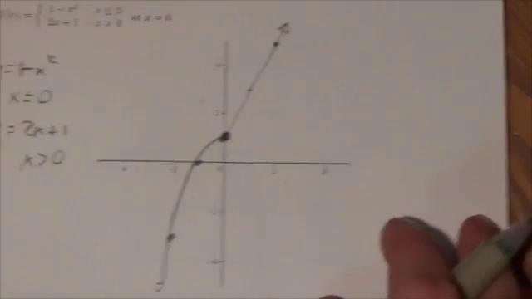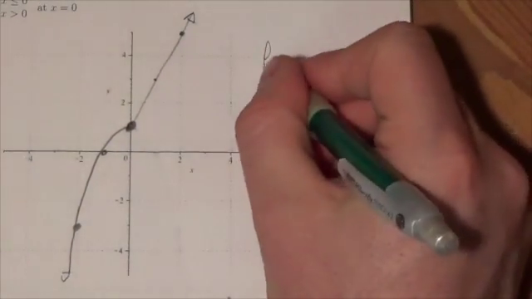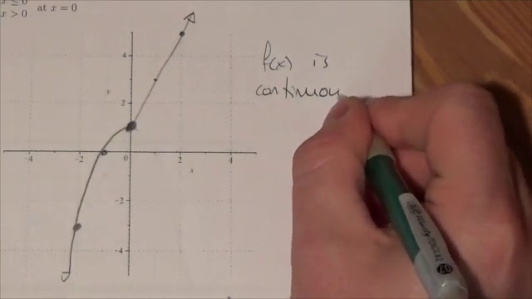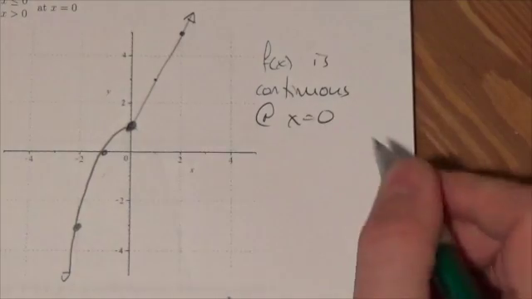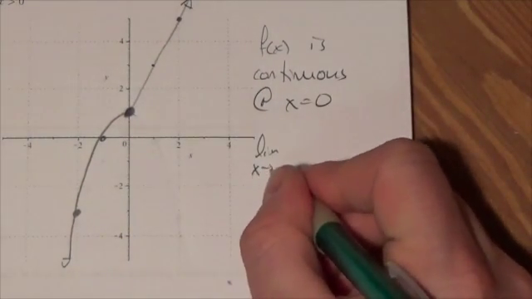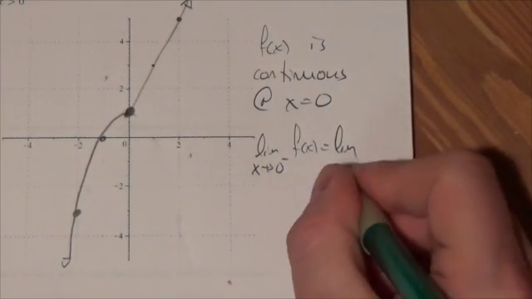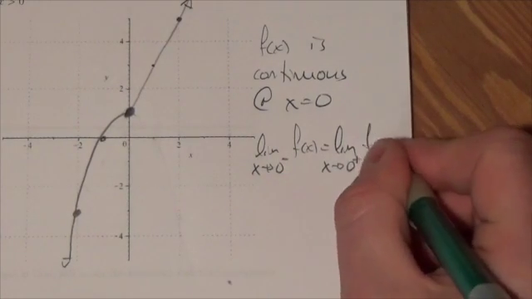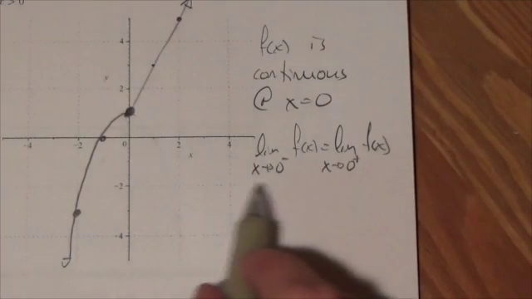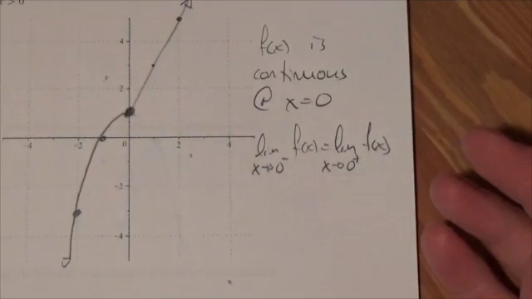Now, let's consider what's going on at x equals 0. Well, just take a look at it. f of x is continuous at x equals 0. Why? Well, because the limit as x approaches 0 from the left of f of x is equal to the limit as x approaches 0 from the right of f of x. And that's great, and I need that to occur, but all that does is guarantee the existence of the limit. That doesn't actually guarantee continuity.